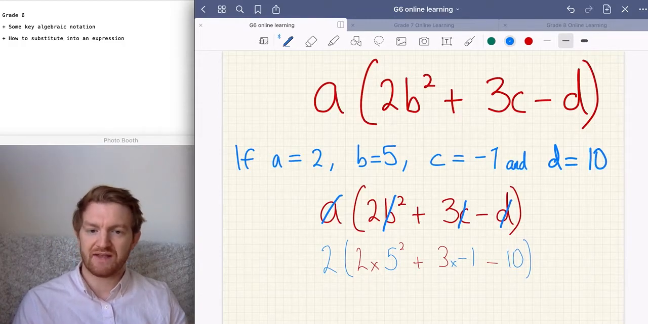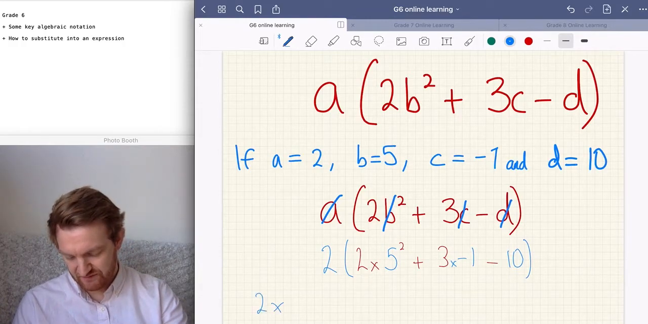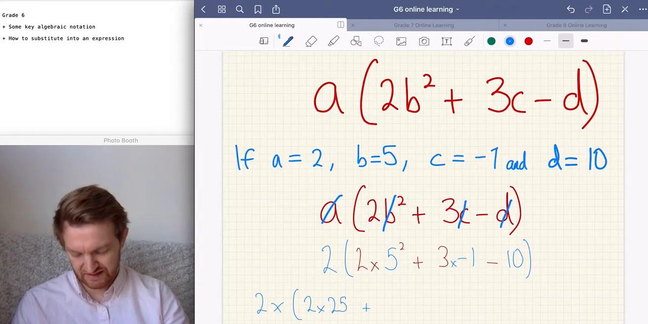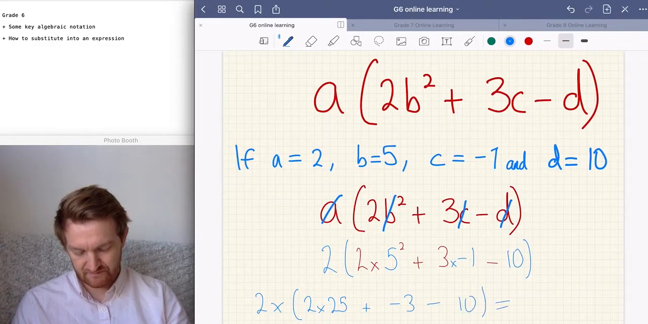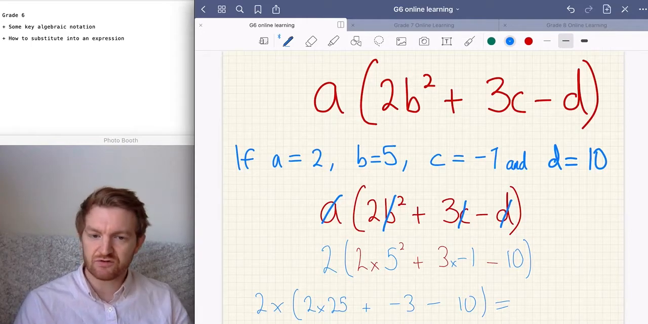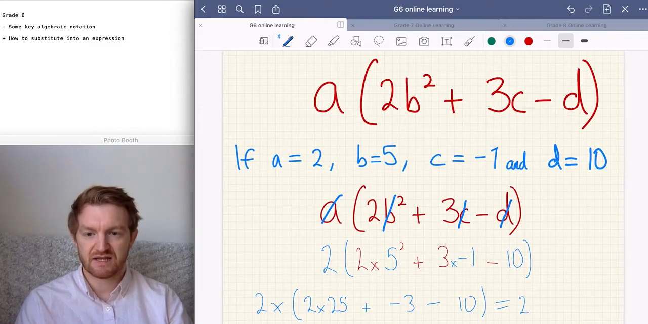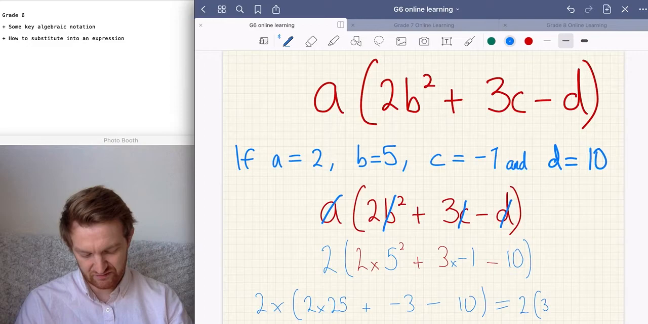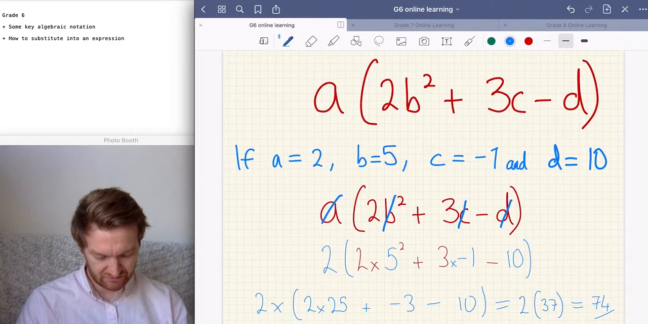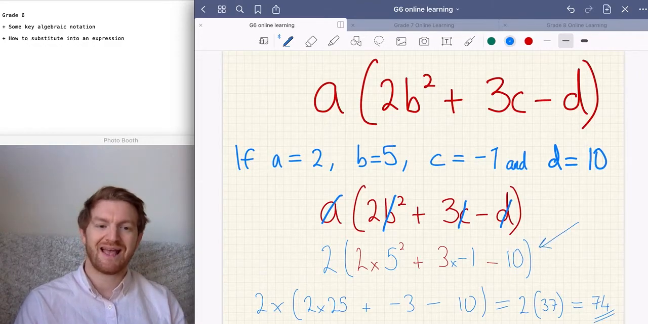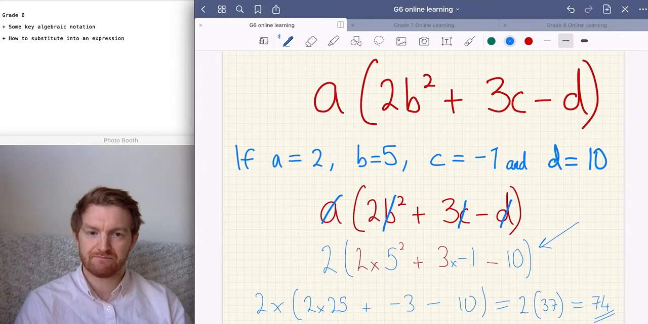Then we do a little bit of calculation. Well, it's going to be 2 times 5 squared, so that's 2 times 25, 5 times 5, plus 3 times negative 1, and that's negative 3. And then we're going to take away the 10 at the end. You can use your calculator to help you do this if you're struggling at this point. You could say 2 times 25 is 50, 50 minus 3 is 47, minus 10 is 37, and that would give you 37 altogether. Once you get to this stage, you can use a calculator to get the final part.